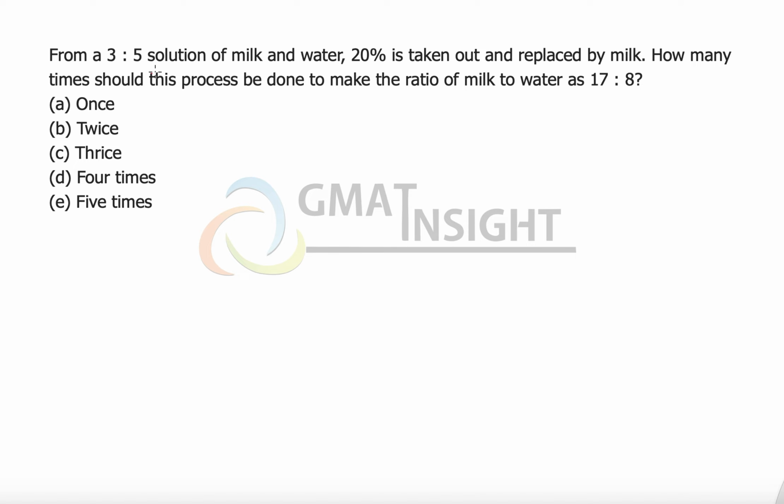From a 3:5 solution of milk and water, 20% is taken out and is replaced by the milk. So we have a solution that is divided in the ratio 3:5, so that can be a multiple of 8, and here we have a multiple of 25, so we can take a number that is a multiple of 25 as well as a multiple of 8. So let's assume that the quantity of solution is equal to 200.